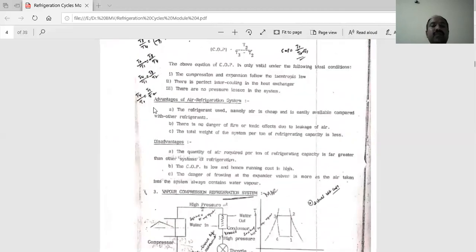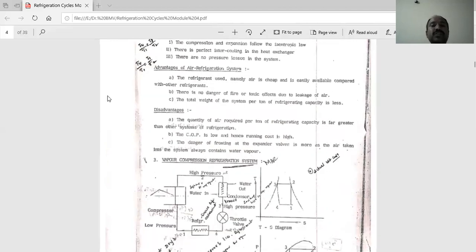Now the advantages of the air refrigeration system. In the air refrigeration system, air is used as the working medium, so this refrigerant is abundantly and cheaply available. There are no dangerous and toxic effects from leakage of air. The total weight of the system per ton of refrigeration capacity is very less. The Bell Coleman cycle also has some disadvantages.